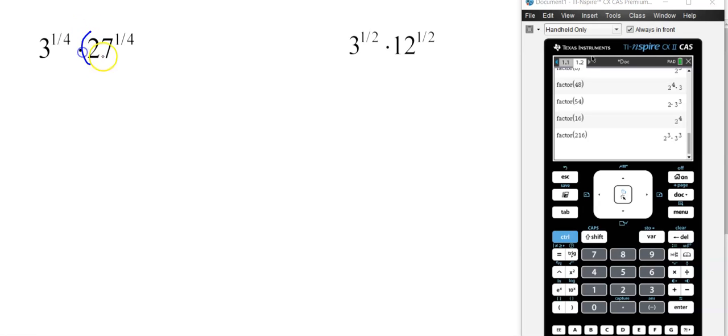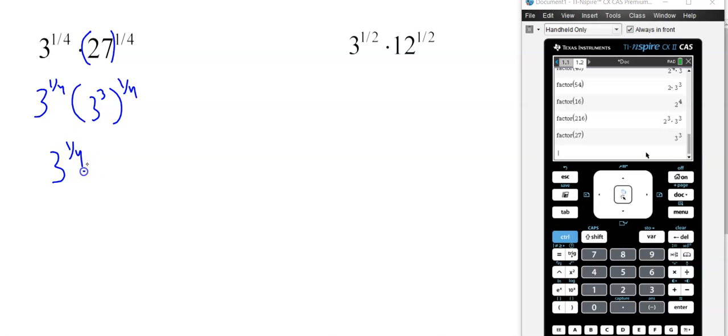So the bases are not the same, but 3 is a prime number, but 27 is not. So if you go to your menu 2, 3, 27, that's 3 to the third. So this is really 3 to the 1/4 times 3 to the third to the 1/4. So this is 3 to the 1/4 times 3 to the 3/4. You're going to add the exponents, so this would be 3 to the 4/4, which is 3 to the 1. So the answer is 3.